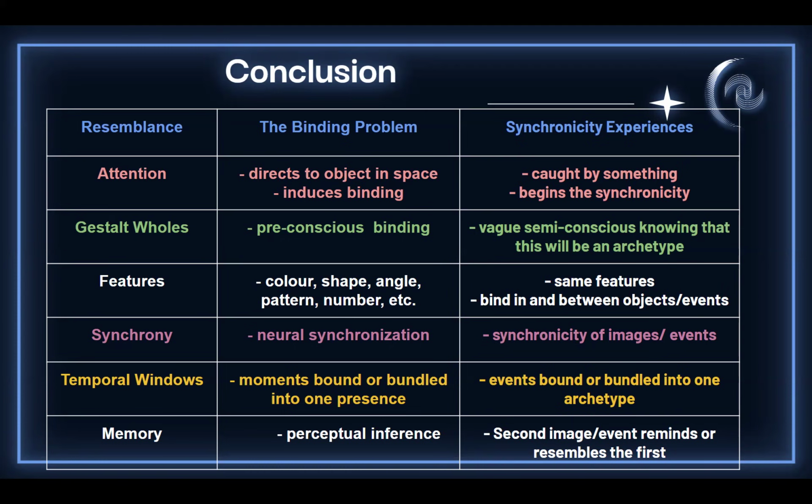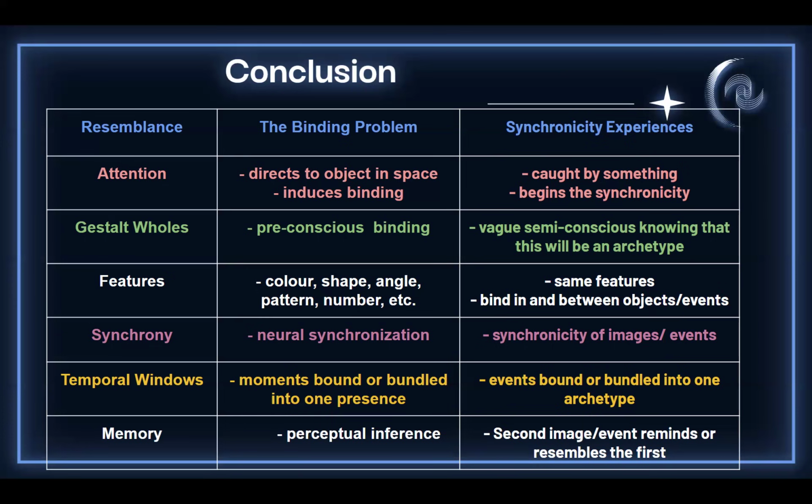Temporal windows, I've discussed these. These are the moments of consciousness. So in binding, they represent temporal binding, where at really low temporal windows, you get two separate moments being bound into one perception, perceived as one rather than two. And something similar happens with synchronicity. Two different images or two different events, often separated by space or causality or meaning, seemingly unrelated to each other, nevertheless become bound into one archetype associated with each other.